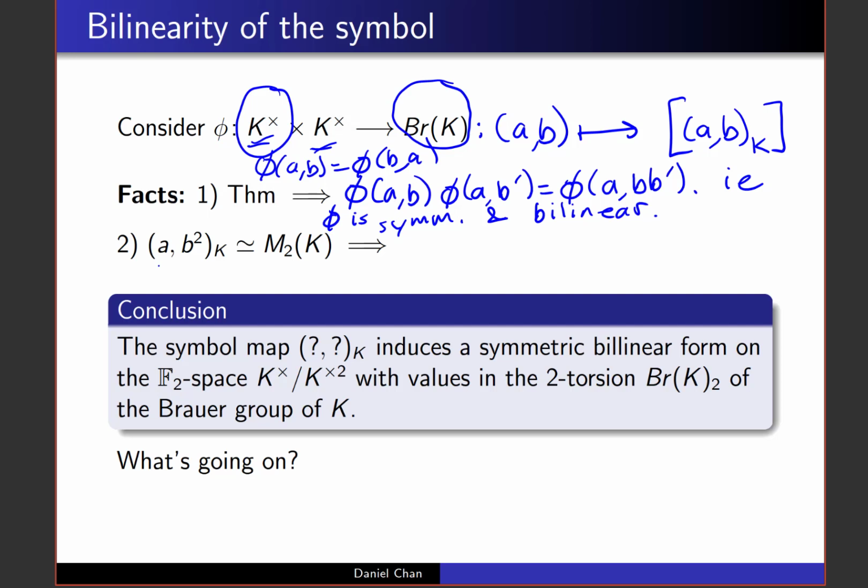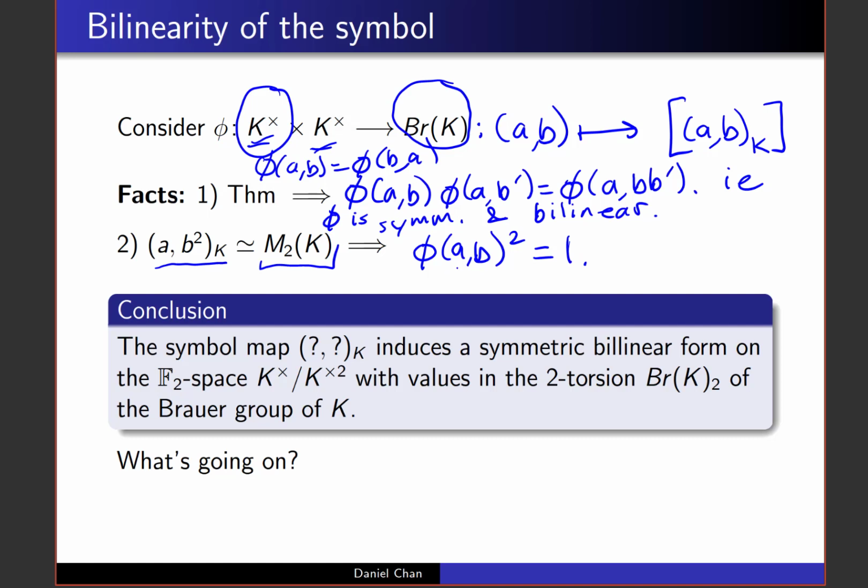So suppose we have (a,b) squared. Okay, so (a,b) squared, what's that equal to here? This is isomorphic to M2(K). Okay, so that's something that we saw before is true. But what does that mean? So remember, what this means is that phi of (a,b), since this is bilinear, this is just phi of (a,b) squared equals 1. Okay, so that's what it means.